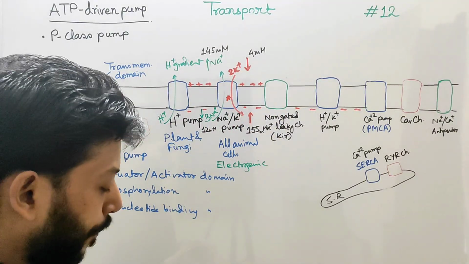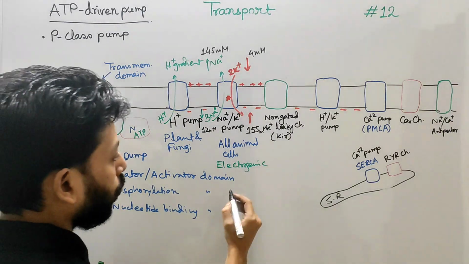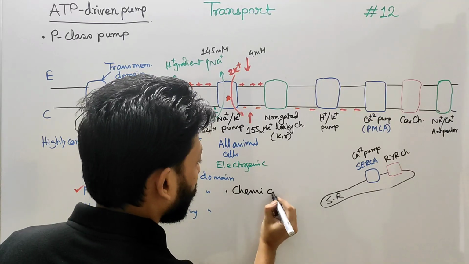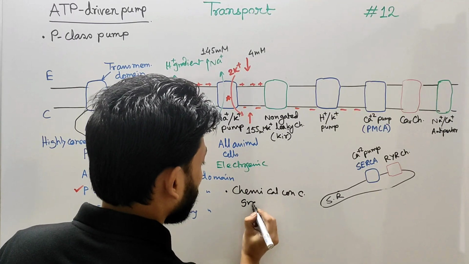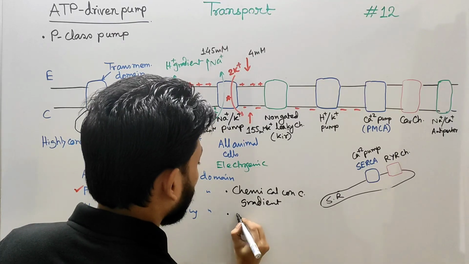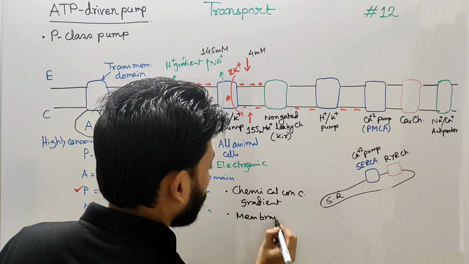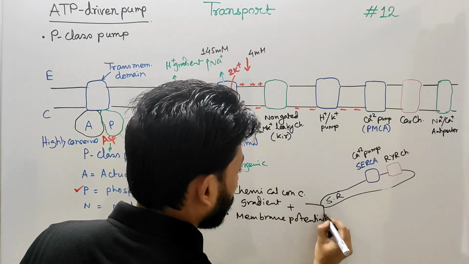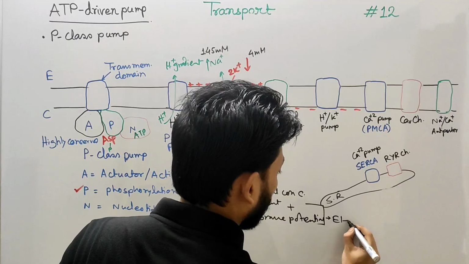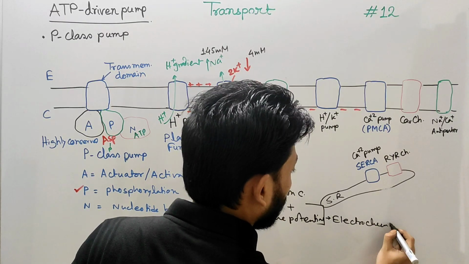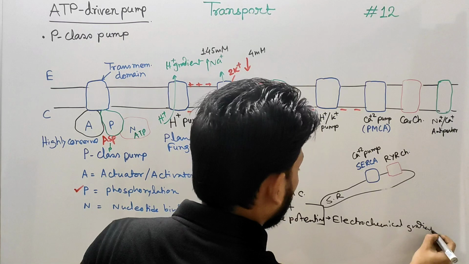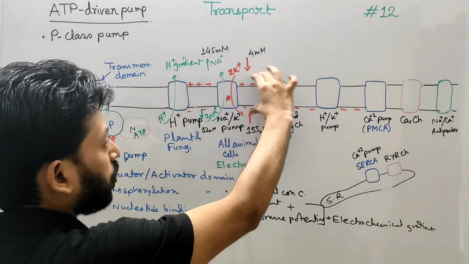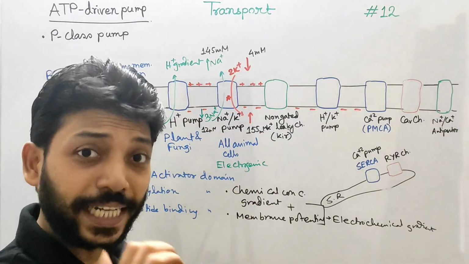Now one point I have mentioned in all my previous videos is that there are two driving forces for the movement of ions. One is called the chemical concentration gradient and the other is called the membrane potential. These two factors work together for ions and it is called the electrochemical gradient. Okay. Now, the sodium potassium pump contributes to this charge separation, that is called the membrane potential, only 10%.